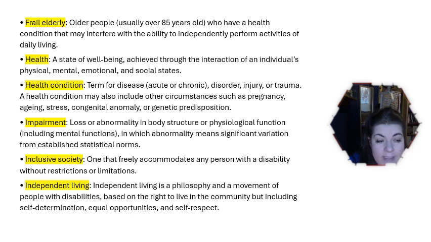An impairment is a loss or abnormality in body structure or physiological function, including mental functions, in which abnormality means significant variation from established statistical norms. An inclusive society is one that freely accommodates any person with a disability without restrictions or limitations.